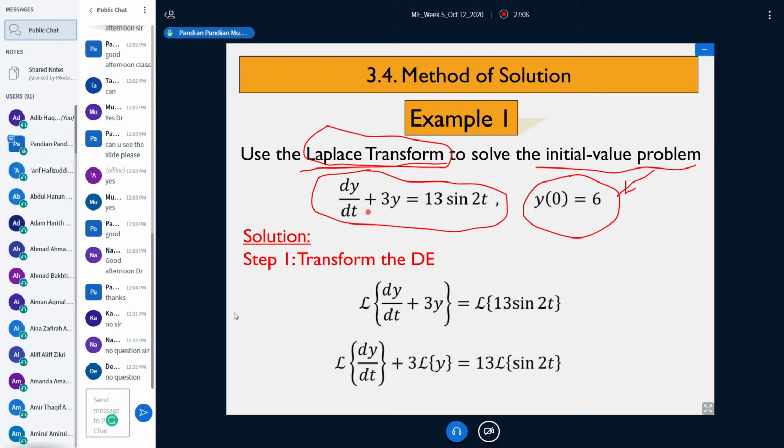This is dy/dt + 3y = 13 sin 2t. So we want to find what is the output. What is your y(t)? So you want to find the y(t), the output. This is your output. y(t) is what? So Laplace of dy/dt + 3y, you take the Laplace of the whole thing. And this is the method, step 1.